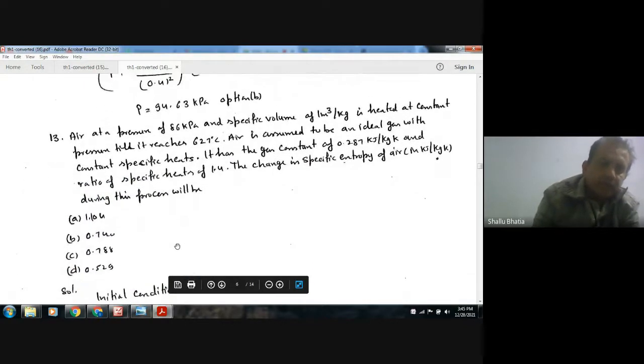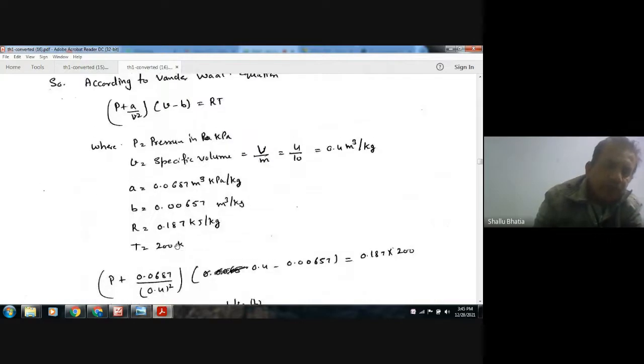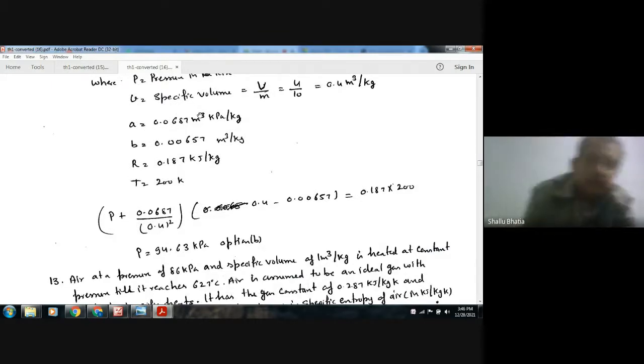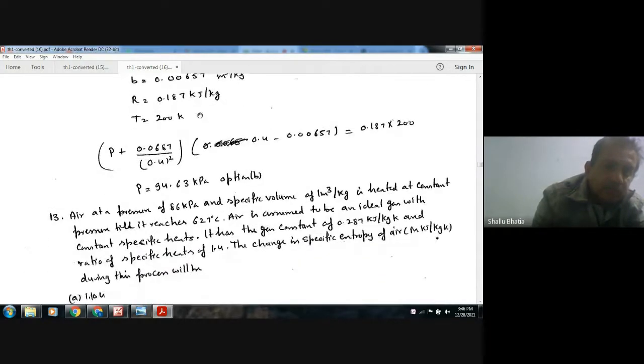Next, but you have to remember this van der Waals equation. You have to remember formulas to solve the questions. So there are two questions so far which are only based on formulas.